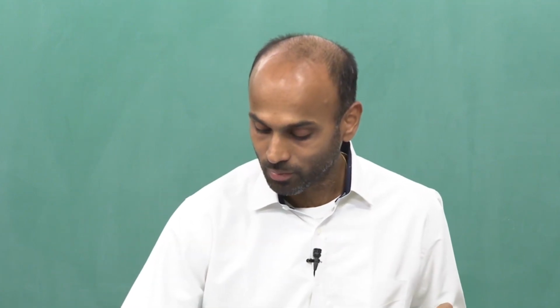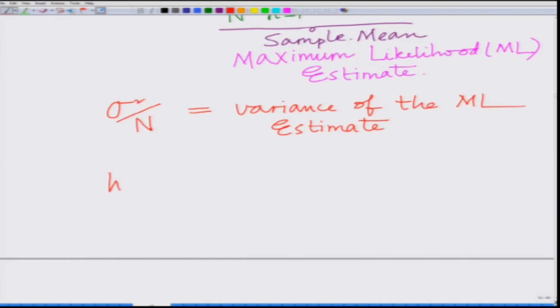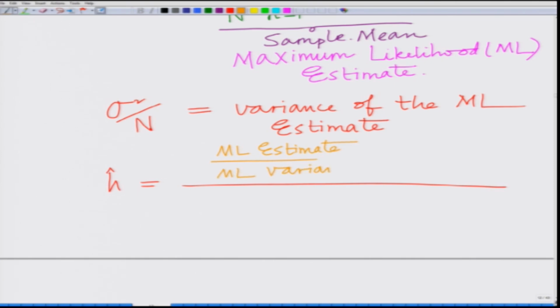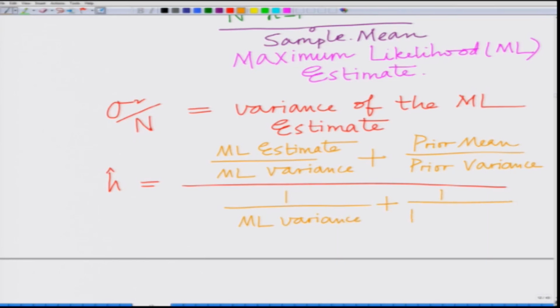Therefore you have a very interesting interpretation for this. So h hat equals the ML estimate divided by ML variance, plus prior mean divided by prior variance, divided by 1 by ML variance plus 1 by prior variance.